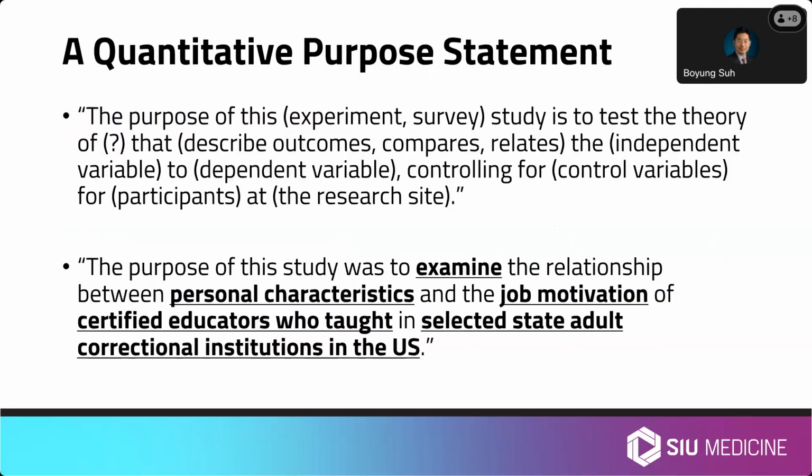Okay. So here are some examples of quantitative purpose statements. The upper one is a script that you can use in your study. The bottom one is an actual example. The purpose of this study was to examine the relationship between variables, educators, correctional institutions. So it has what the study is, whether it's an experiment or survey, identification of the variables, and participants and research site. Quite simple, but it takes some time to write your purpose statement.